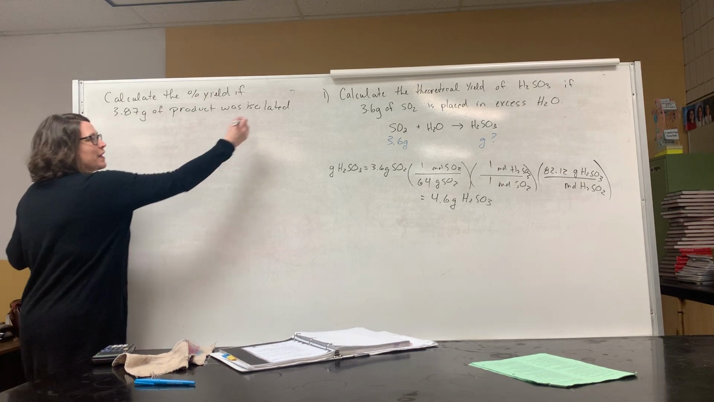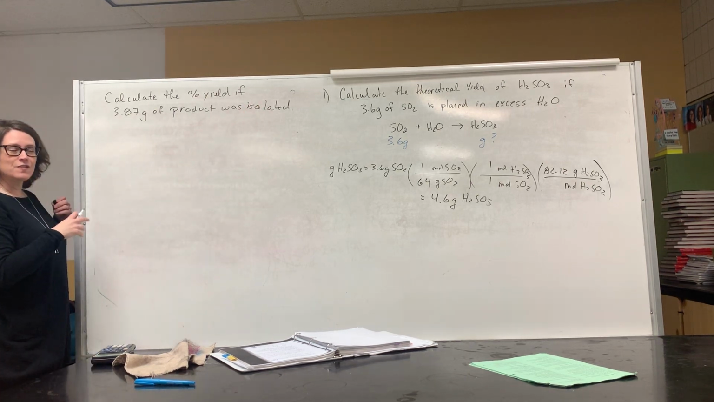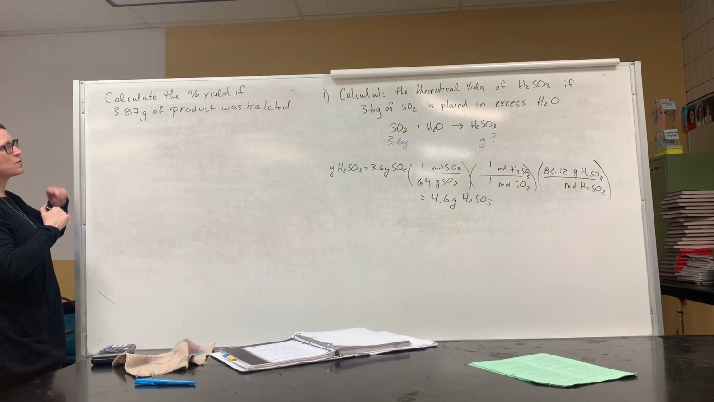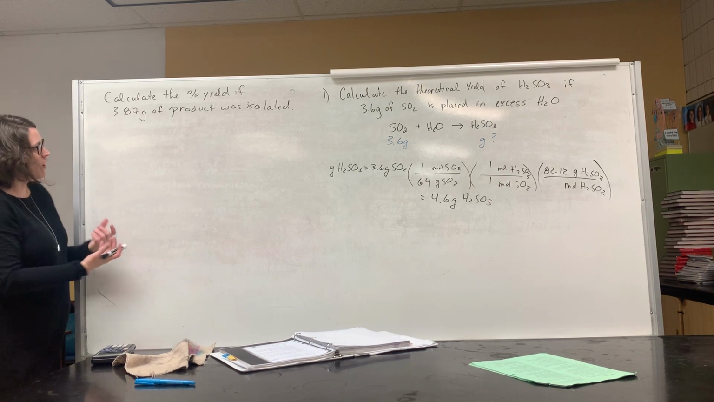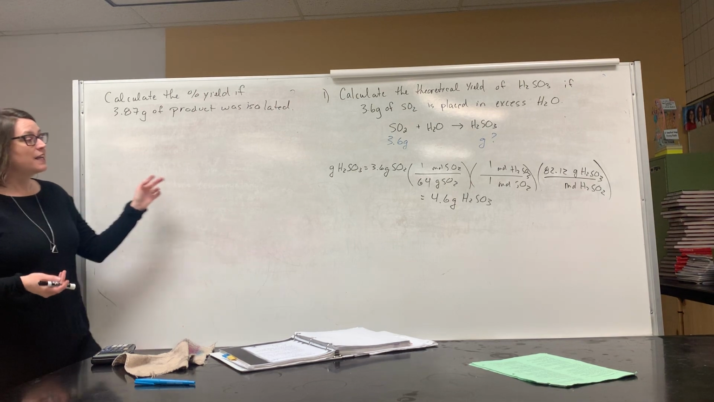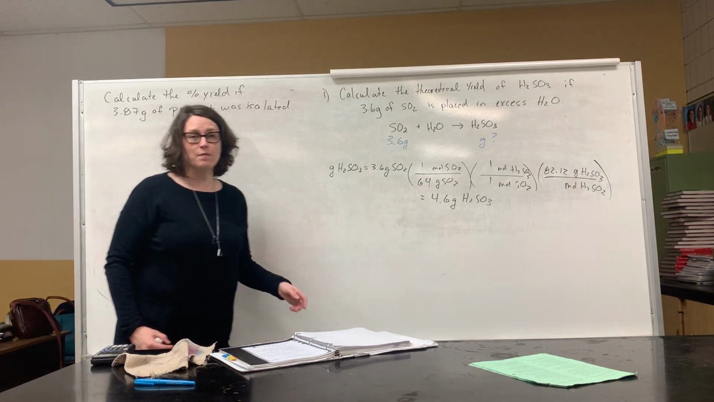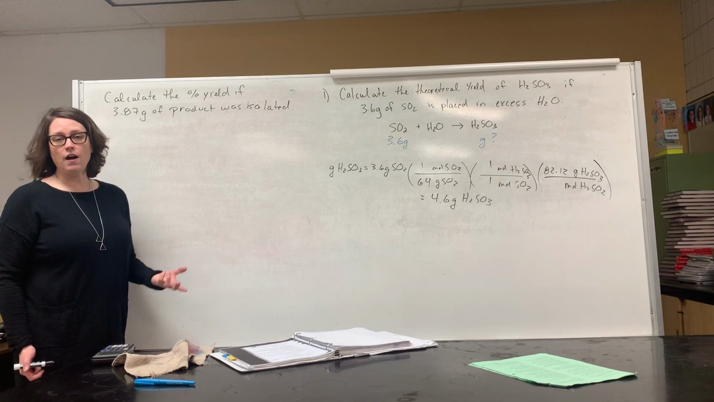Isolated is another way of writing that. That's why I wanted to use that. So you've seen that language. People sometimes get confused by that. So that's how much product you actually got. So you got 3.87 grams. Now, you expected 4.6 grams. So some of the product was lost.